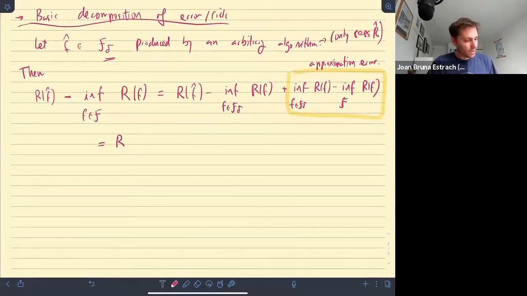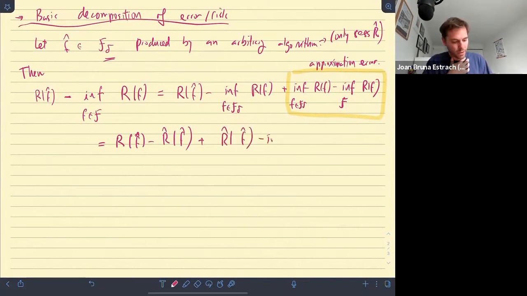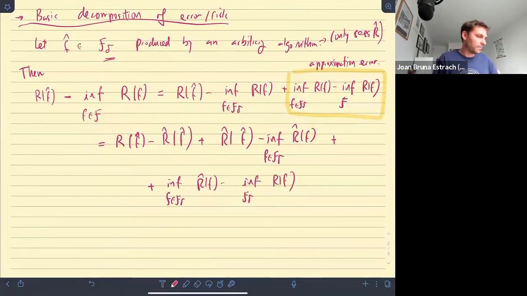Okay, so we are going to add and subtract this quantity, minus the empirical loss at that point. And I'm going to add again minus the infimum over, and I'm going to add and subtract also in the case where I'm optimizing, right? So the best ERM model, and then I need to carry the terms that I have added, right? So it's the infimum over f delta of r hat, minus the infimum over f delta of r, plus the approximation error. Okay, so this is an equality at this point.